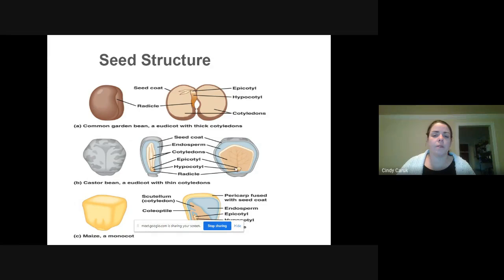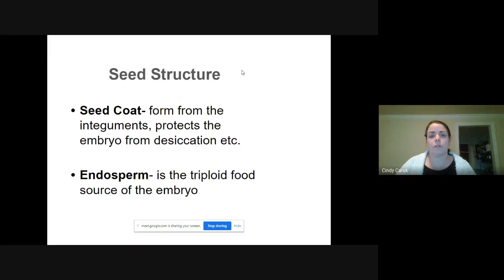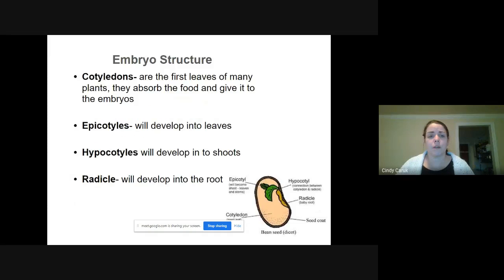And then we have the same thing in the corn. It's a little harder to see. I would focus more on the dicot here. And the difference: the monocot has only one cotyledon, the dicot has two. All of this here in the beige, that's the endosperm too. That's where it's being stored in those cotyledons. So our seed coat, that's going to protect the embryo from drying out. The endosperm, that's the food source.